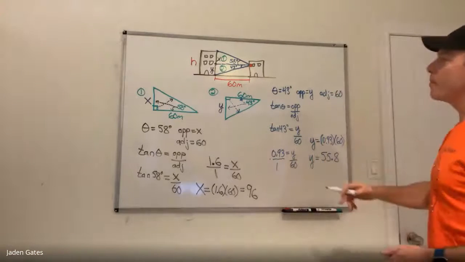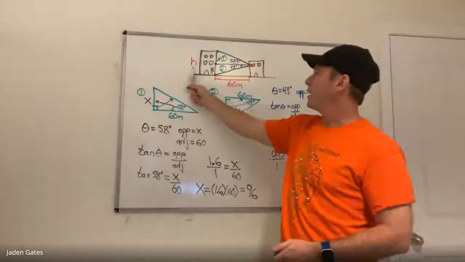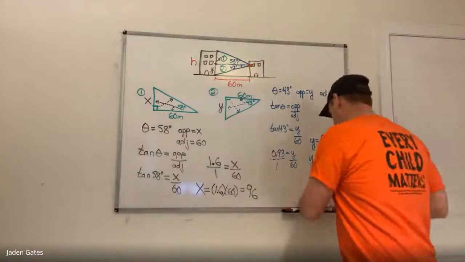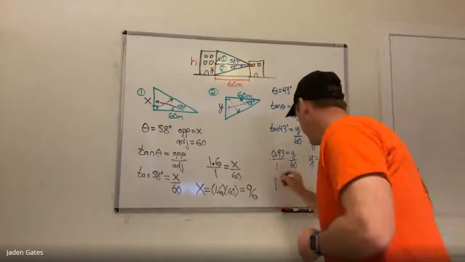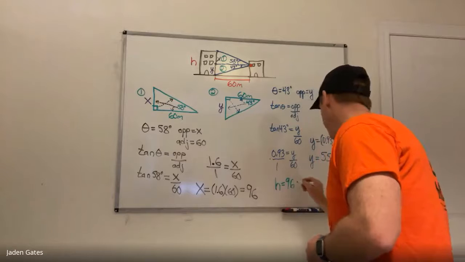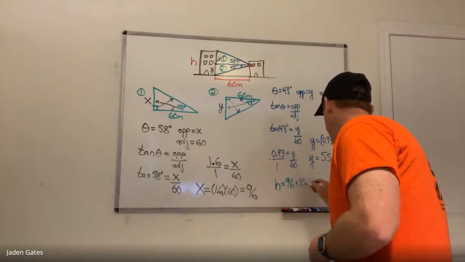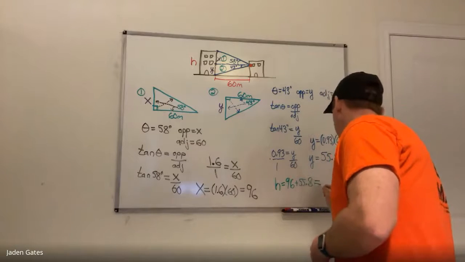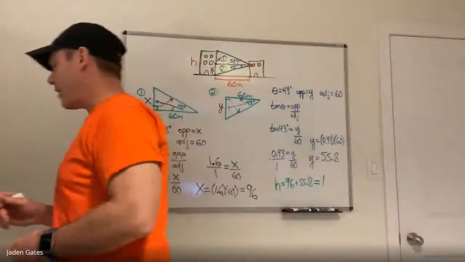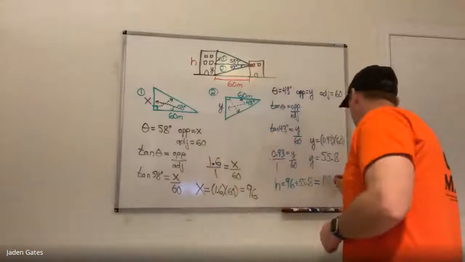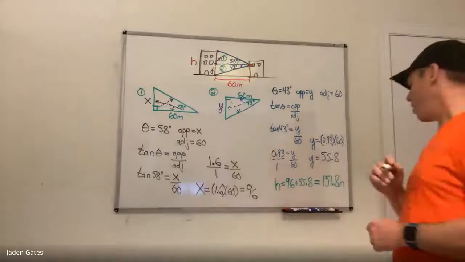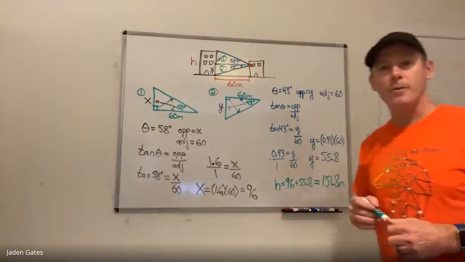And again, going back to our original diagram, H is when we combine X and Y. So therefore H is equal to my 96 that I got for X plus my 55.8 that I got for Y. And I'm going to get 100 and something. 151.8. And the units are meters. And that is the height of our building.